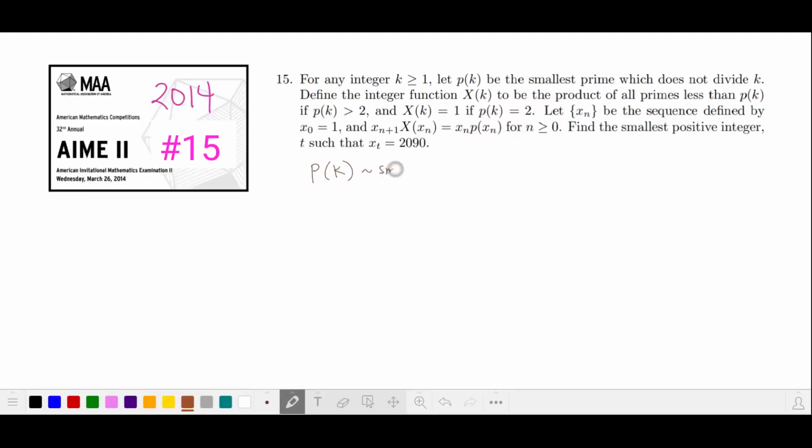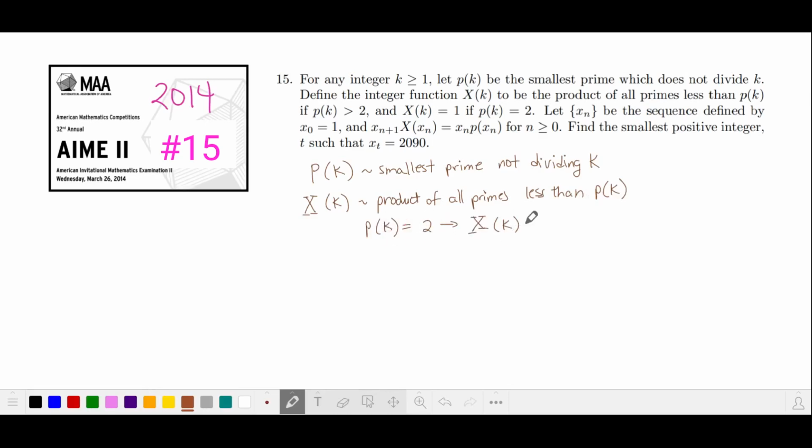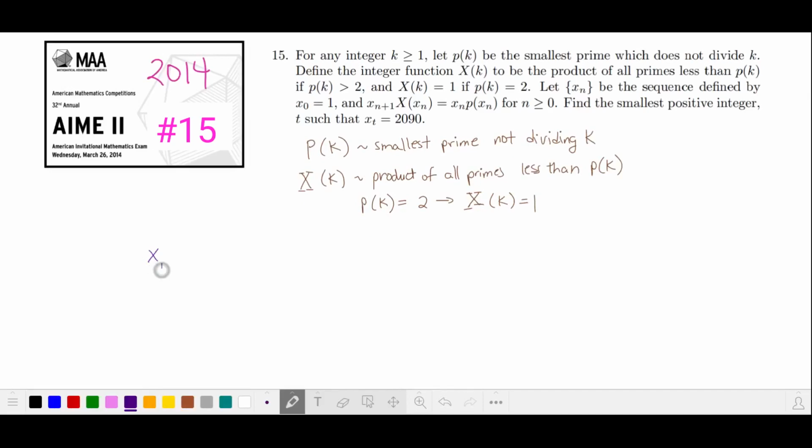P of k is the smallest prime that doesn't divide k. Capital X of k is the product of all the primes that are less than P of k, with the exception that if P of k is 2, then X of k is 1. And then we have these sequences.